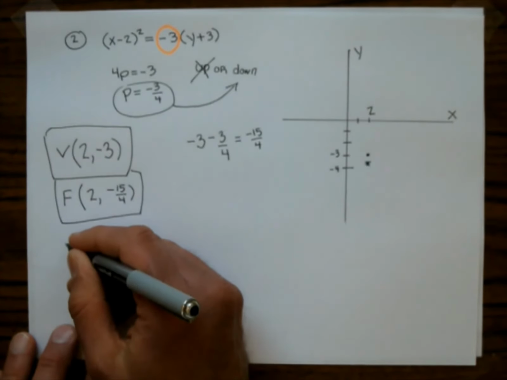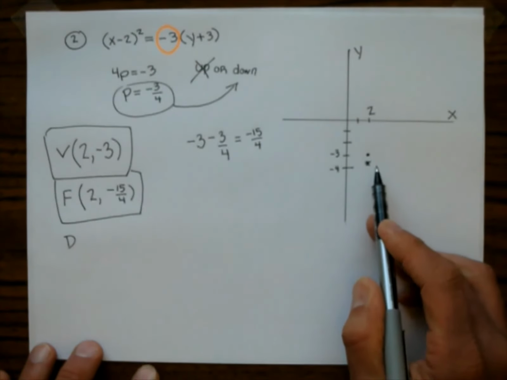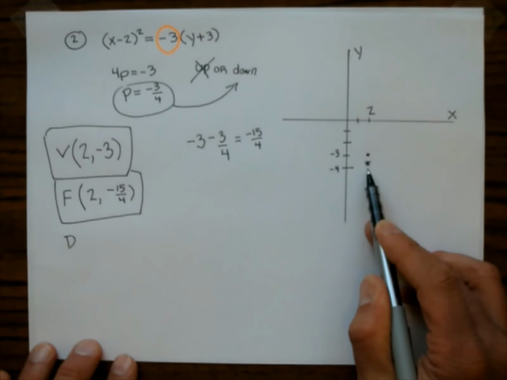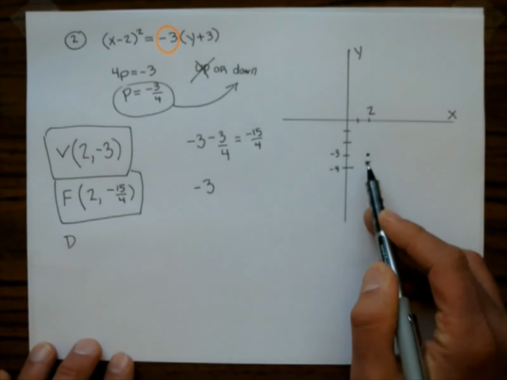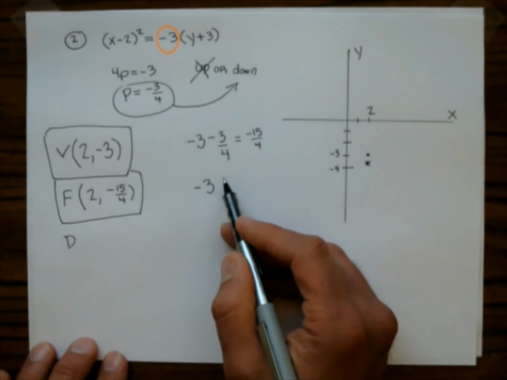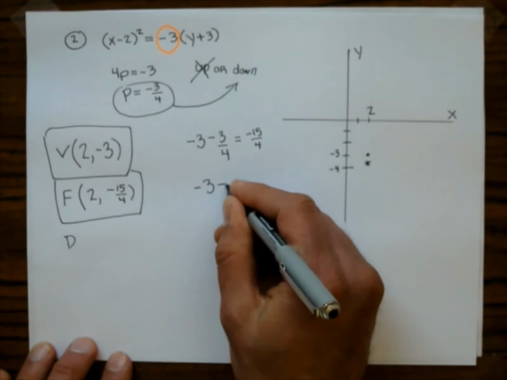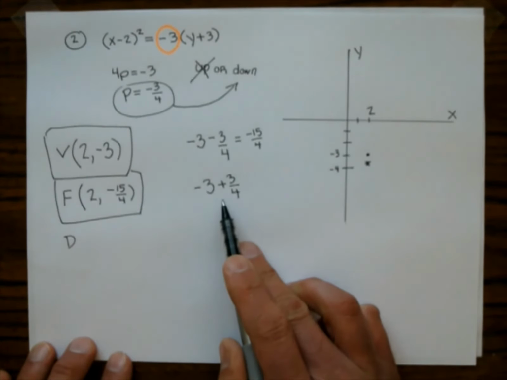Okay, now to find the directrix. The directrix is on the other side of the vertex. So the focus, you go 3 fourths down. With the directrix, so we're at negative 3, you go 3 fourths up. So you could say minus p, because minus p would be minus negative that. I'm just going to go plus 3 fourths. Now you can say, oh, I know what that is. That's negative 2 and a fourth.